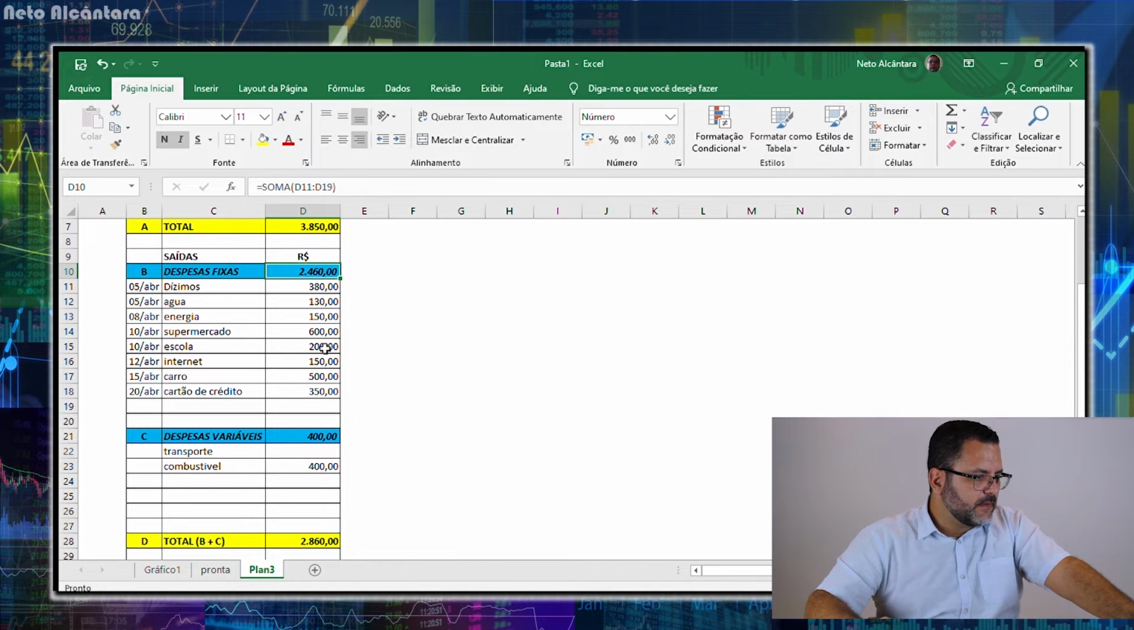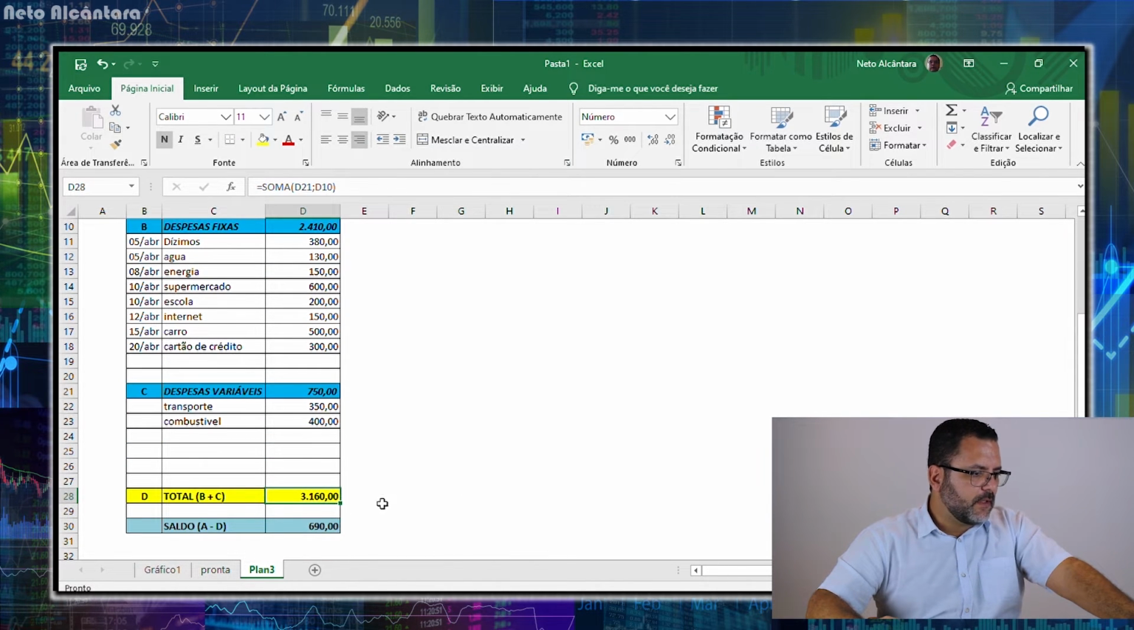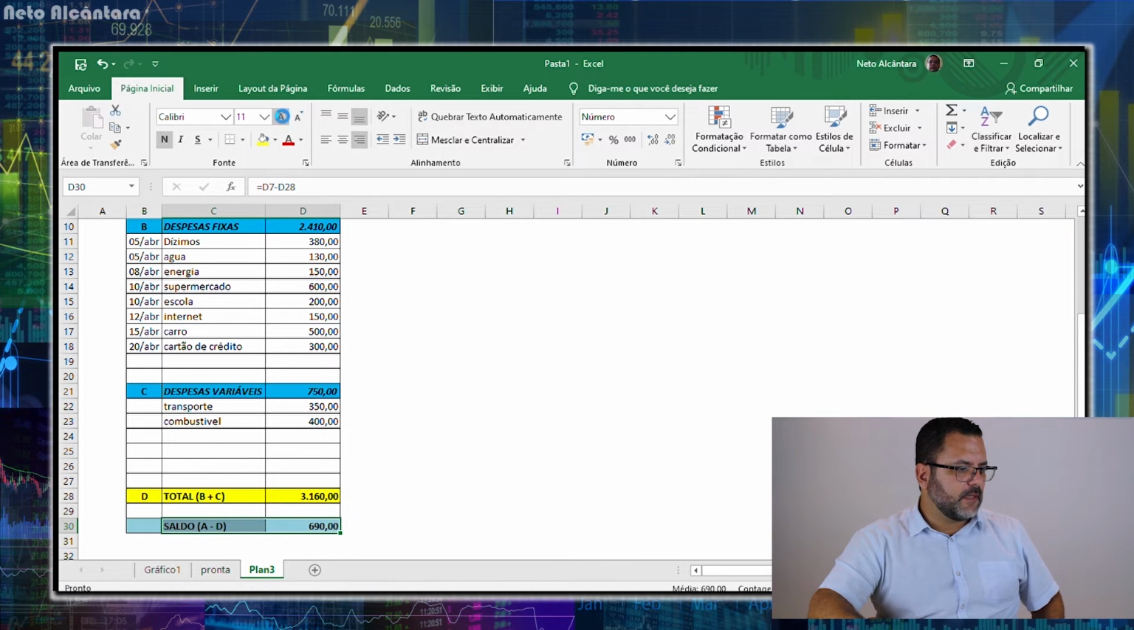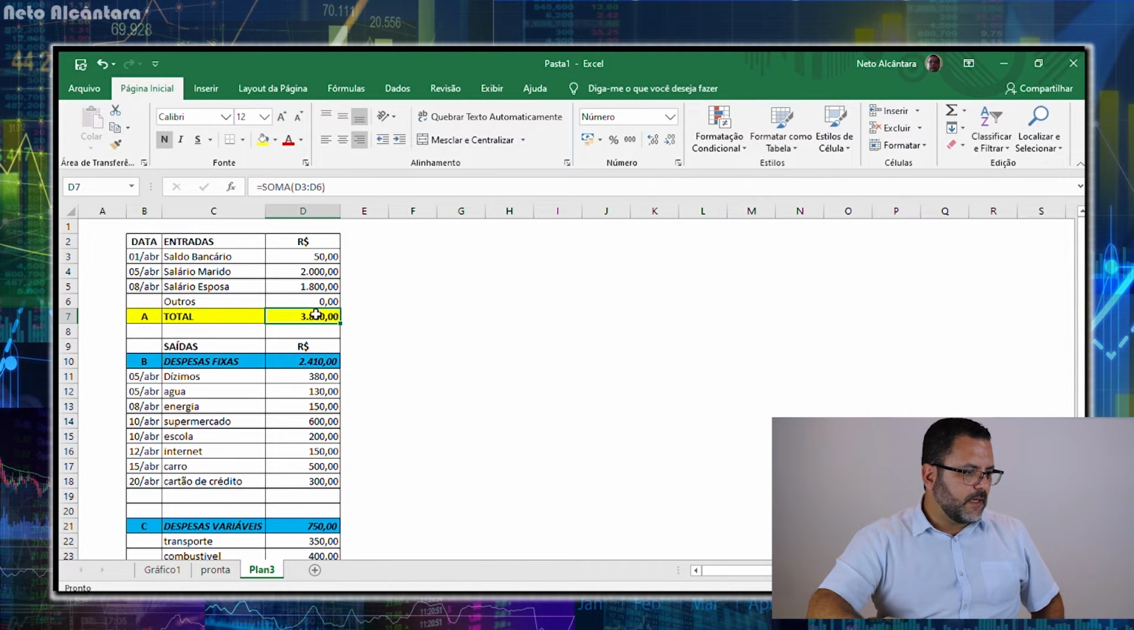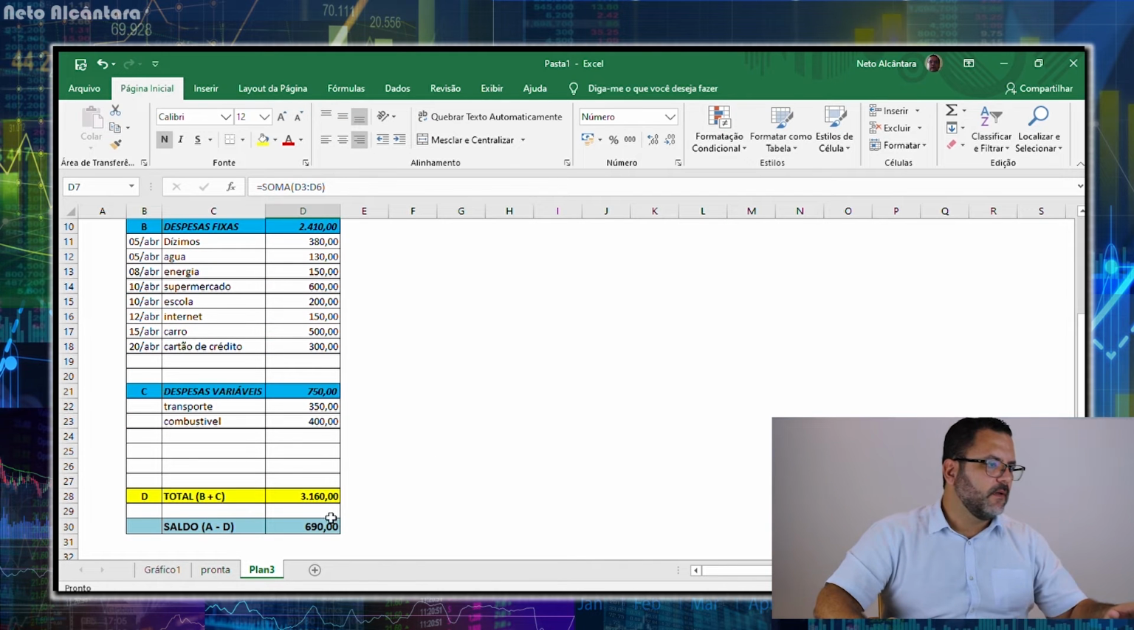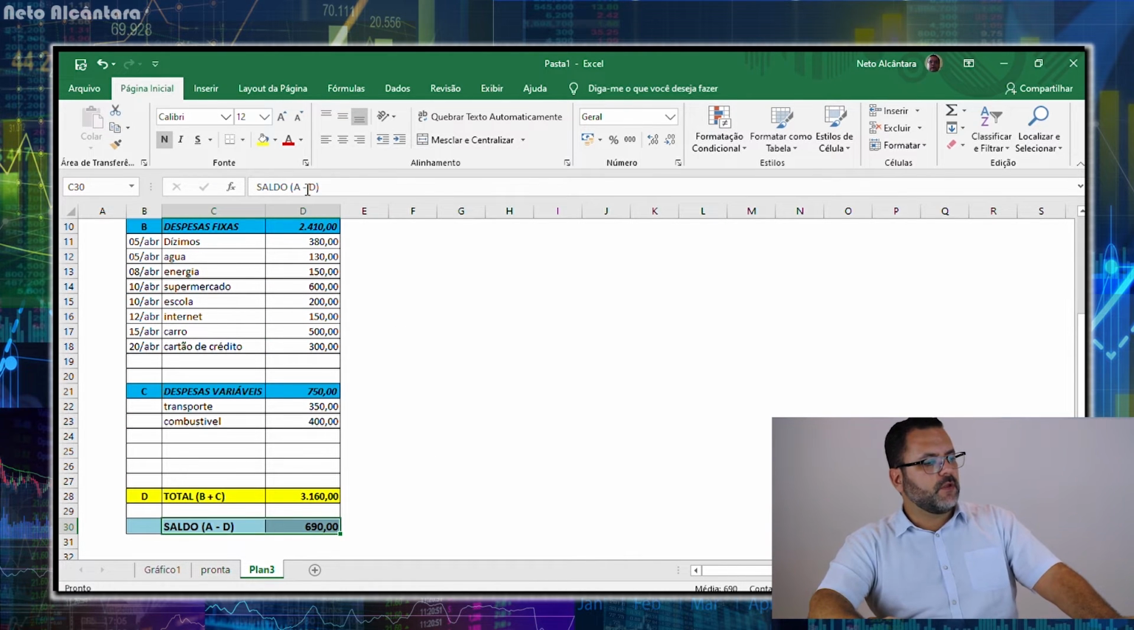We have the fixed expense 2,420, and then the other expense that is variable is 400 reais. We have the total expense 2,810, and then let's put now the transport. The total, we have the income of 3,850 minus 3,160. The rest is 69.